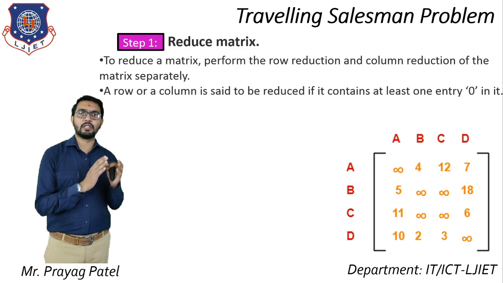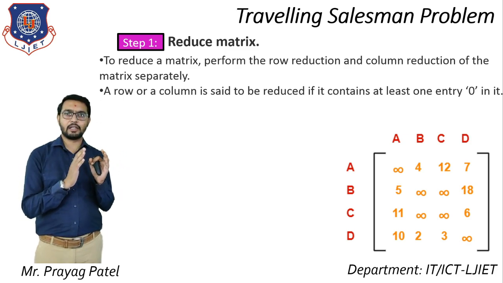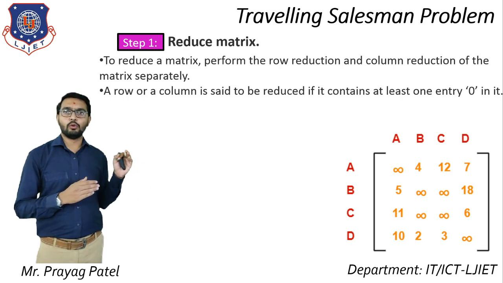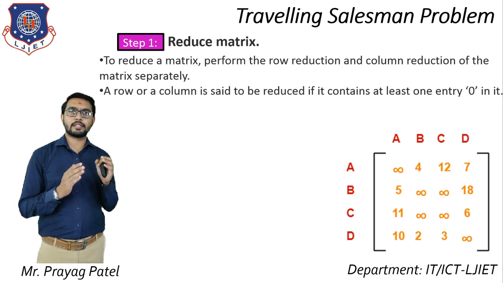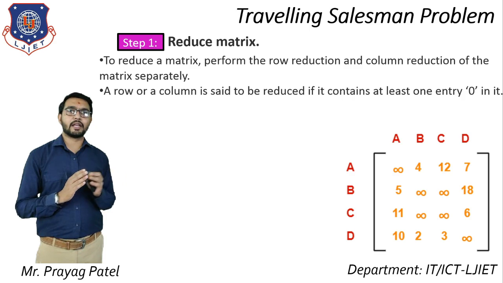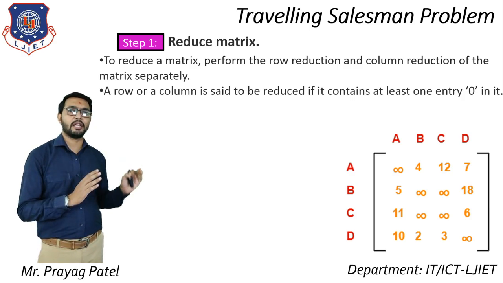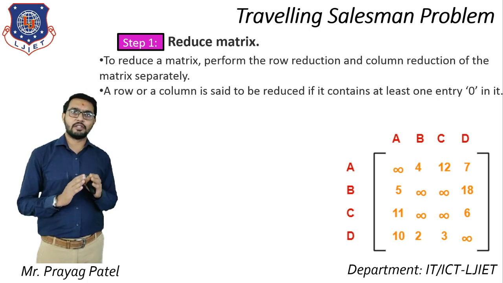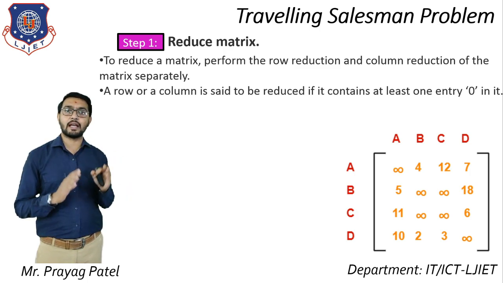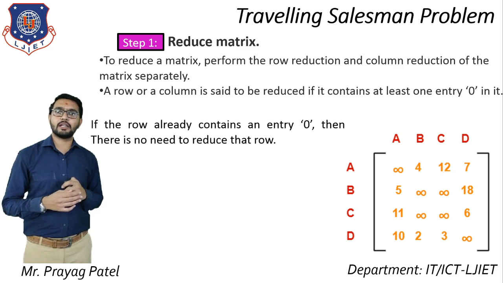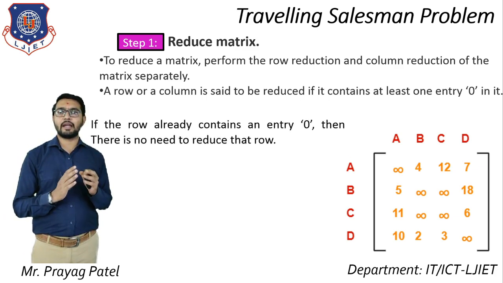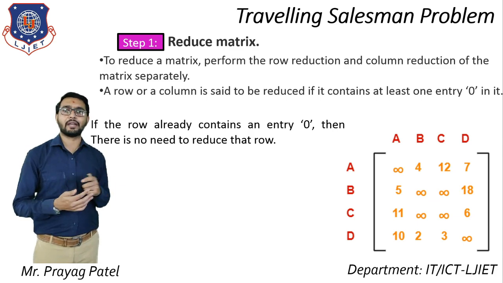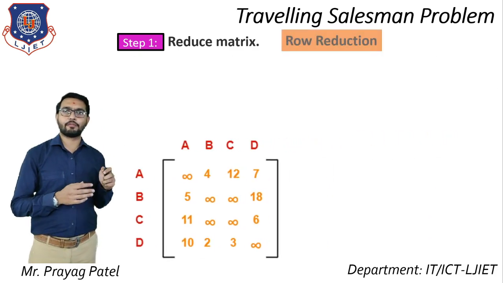Here, consider sequentially: you first reduce your matrix by row, then you reduce this matrix by column. Now a row or a column is said to be reduced if it contains at least one entry 0 in it. Means any row or any column containing a 0 value is considered a reduced row or column. So if the row already contains an entry 0, there is no need to reduce this particular row. So this is your first step.